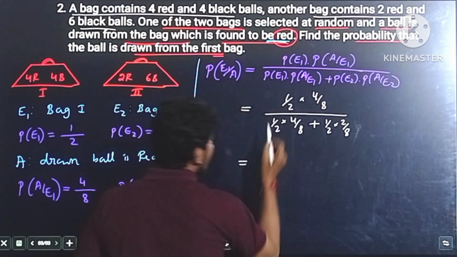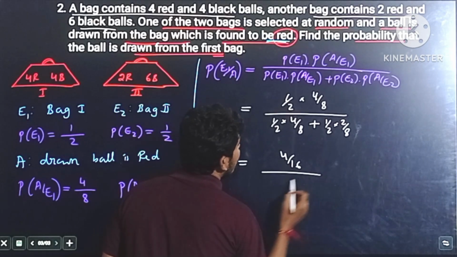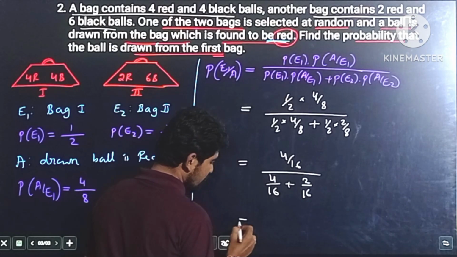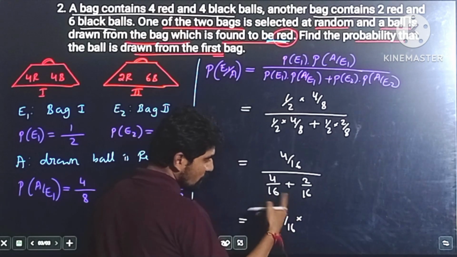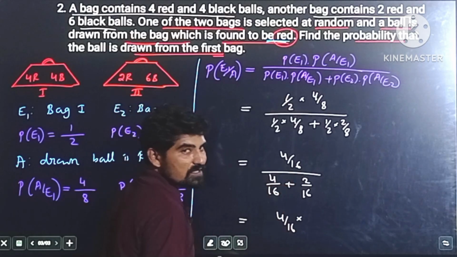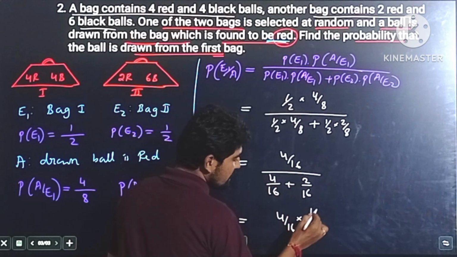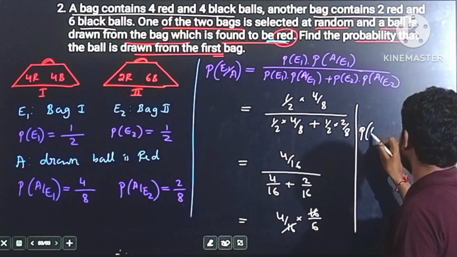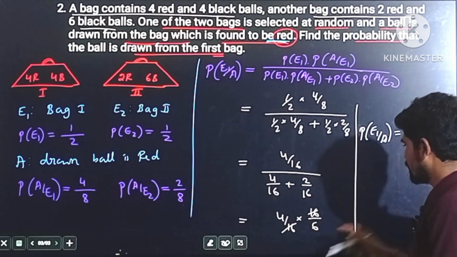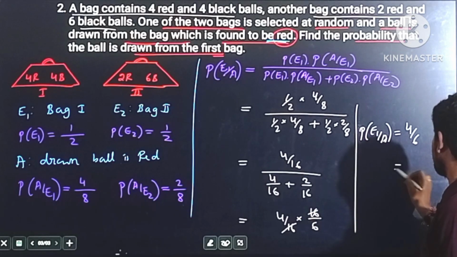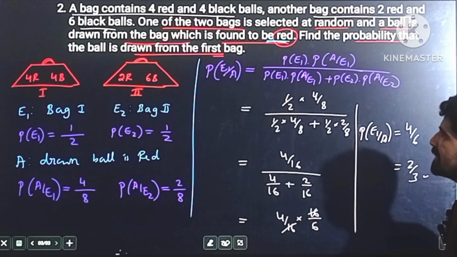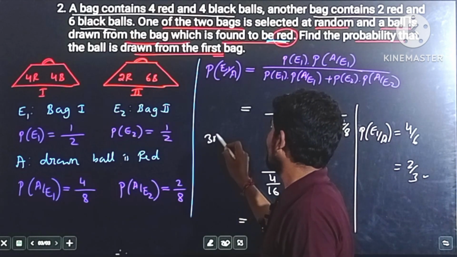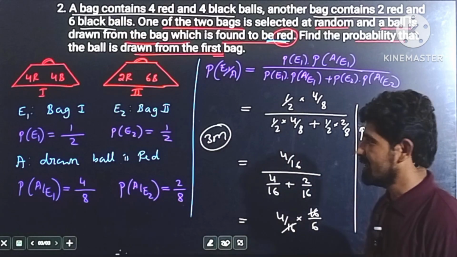Now this is equal to 4 divided by 16, whole divided by 4 divided by 16 plus 2 divided by 16. Taking LCM 16 below, 4 plus 2 is 6, so 6 by 16, and the 16 moves up to the numerator. Now 16 gets cancelled. Therefore, the required probability of E1 by A is equal to 4 by 6, which is equal to 2 by 3, as 2 2s are 4 and 2 3s are 6. So 2 by 3 is the required probability. I hope all of you understood. This question is most important for 3 marks and is asked many times in your annual examination.